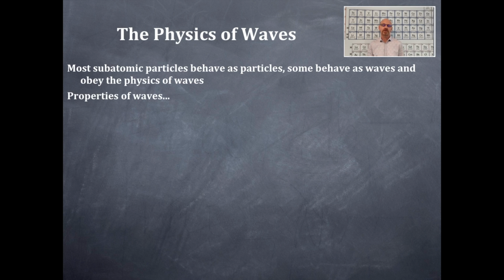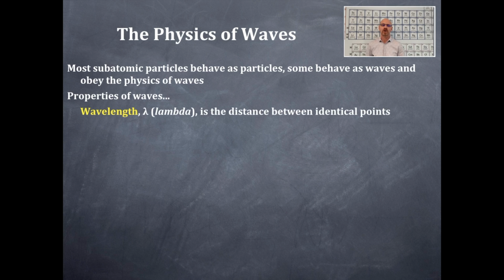Okay, here are some properties of waves which you absolutely need to know before we get into the physics of waves. One is the wavelength. Okay, that is a lambda. That Greek letter is the lambda. It is the distance between two identical points. Generally, they're two identical troughs or two identical peaks, but it could be two identical points anywhere along the wave, and that would be the wavelength.